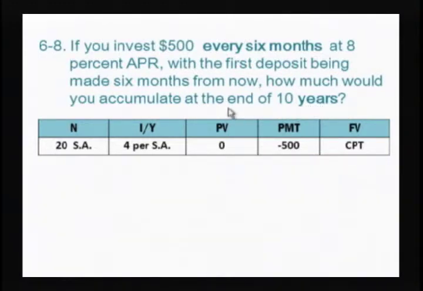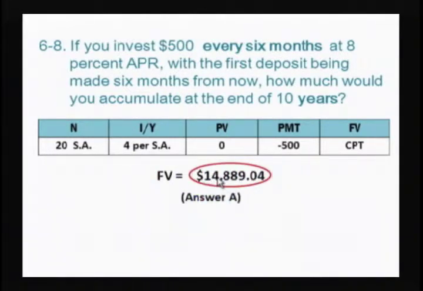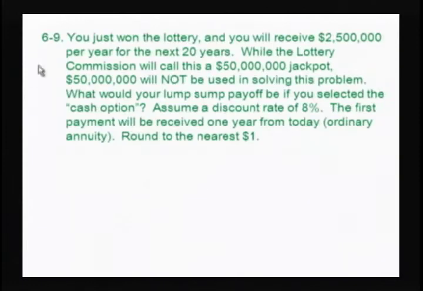With 2 semi-annual periods per year, that is 20 semi-annual periods. So the future value is $14,889.04. You put a minus in front of the payment because you pay that out, and the calculator will put a positive 14,889 as the solution.